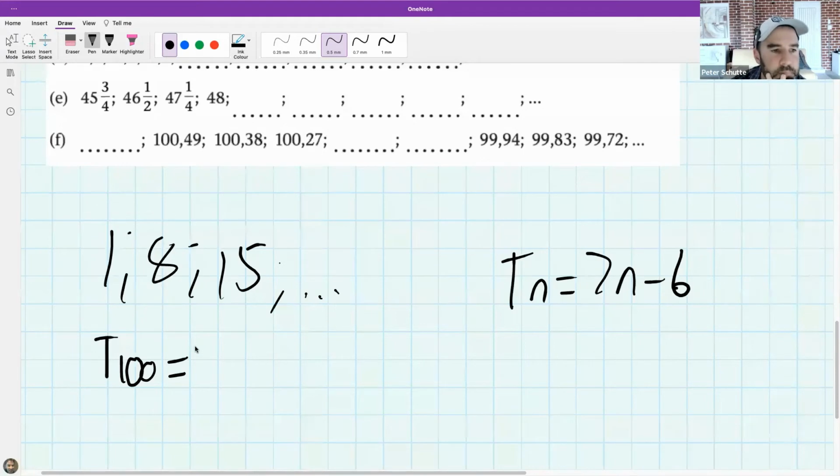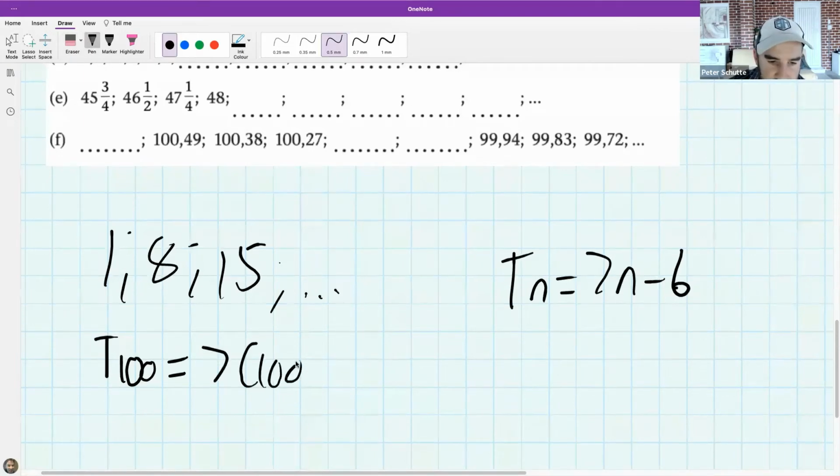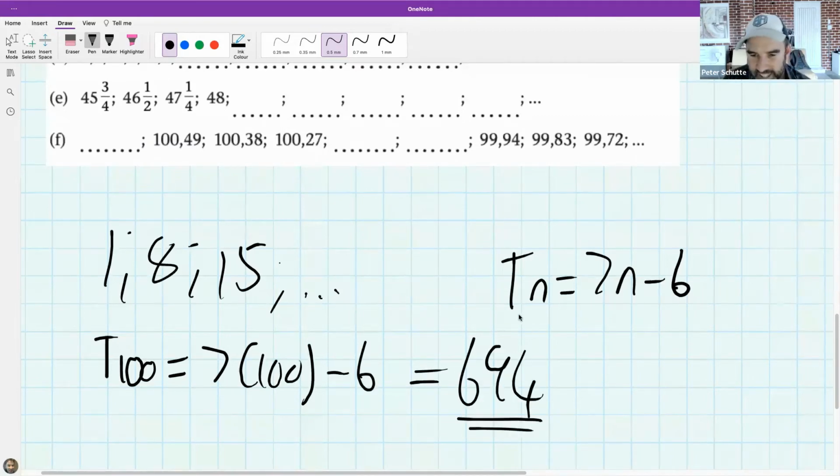Okay. So what is T100 for the number pattern 1, 8, 15? Okay, so as you start to feel more and more comfortable with these formulas, I could have told you 1,000. Sorry, I'm making silly mistakes here. So 7 times 100 minus 6, and you get 694. And it gets kind of boring, right?